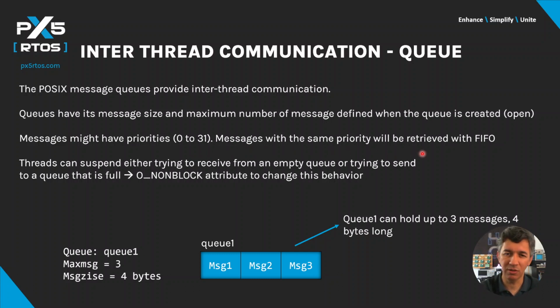first in, first out. Threads can be suspended either trying to send messages to a full queue or trying to retrieve from an empty queue. This behavior can also be changed if we use the non-block property. Okay, with this review, let's take a look at the APIs.